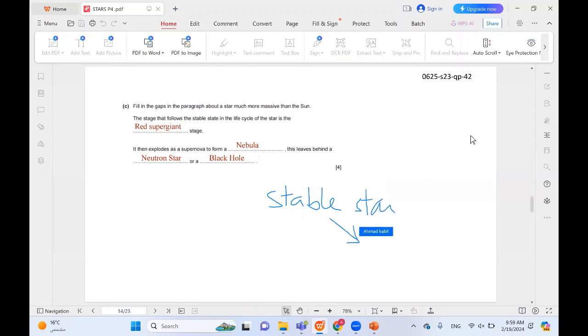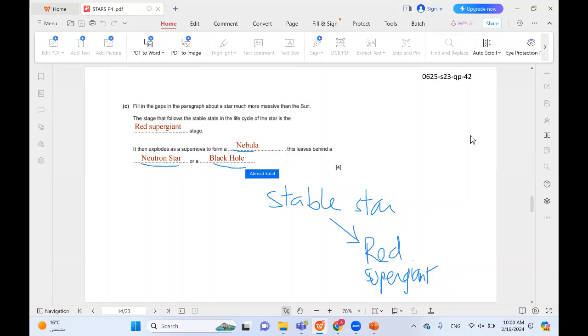And for the large one, what do we get? We get a red supergiant, which then explodes into a supernova. So the supergiant explodes into a supernova, and this forms a nebula, which leaves behind a neutron star or a black hole.